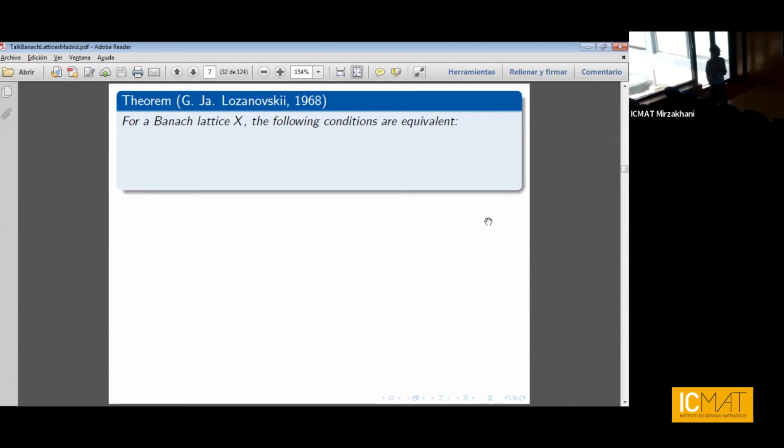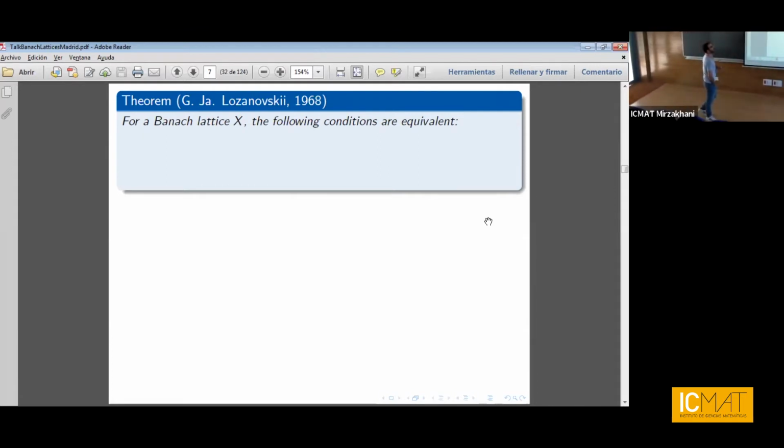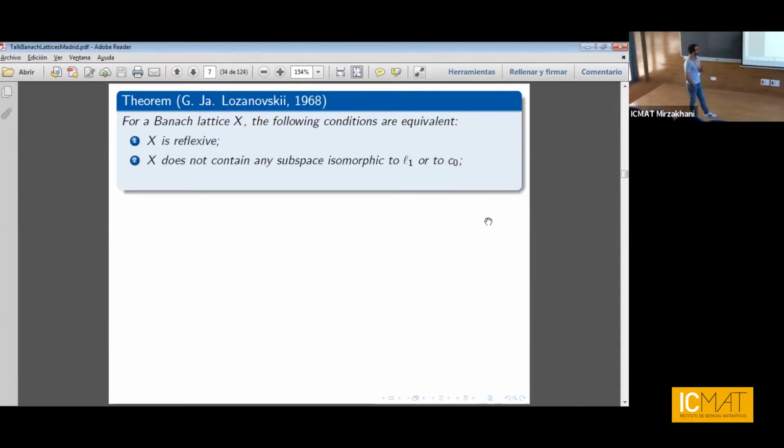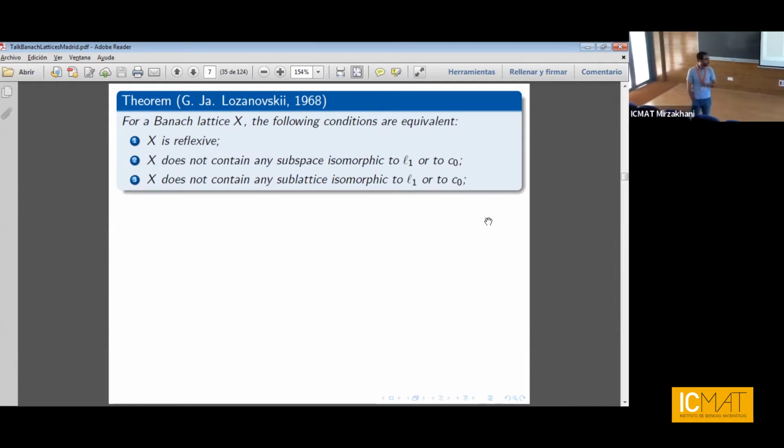So let me tell you some well-known results in the theory of Banach lattices, which relate the existence of a linear embedding with the existence of a lattice embedding. For example, this is a very well-known result from Lozanovskii, which characterizes reflexive Banach lattices as those Banach lattices which do not contain subspaces isomorphic to little l1 or to c0. But this condition is in turn equivalent to the fact that it does not contain sublattices isomorphic to little l1 or to c0. So we can see that containing a subspace isomorphic to little l1 or to c0 implies the existence of a lattice embedding of little l1 or c0 into X. So we can pass from the linear structure to the lattice structure.